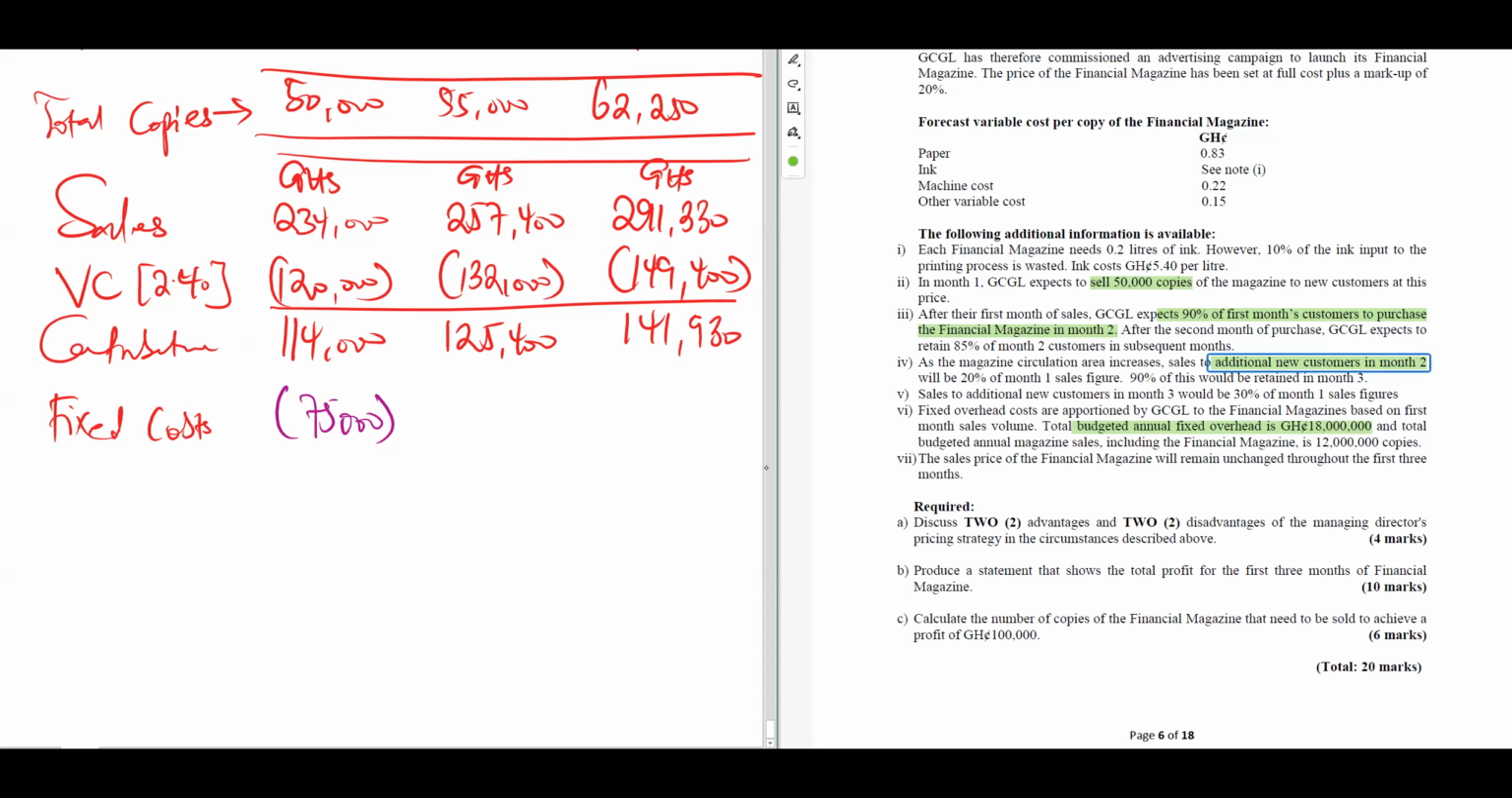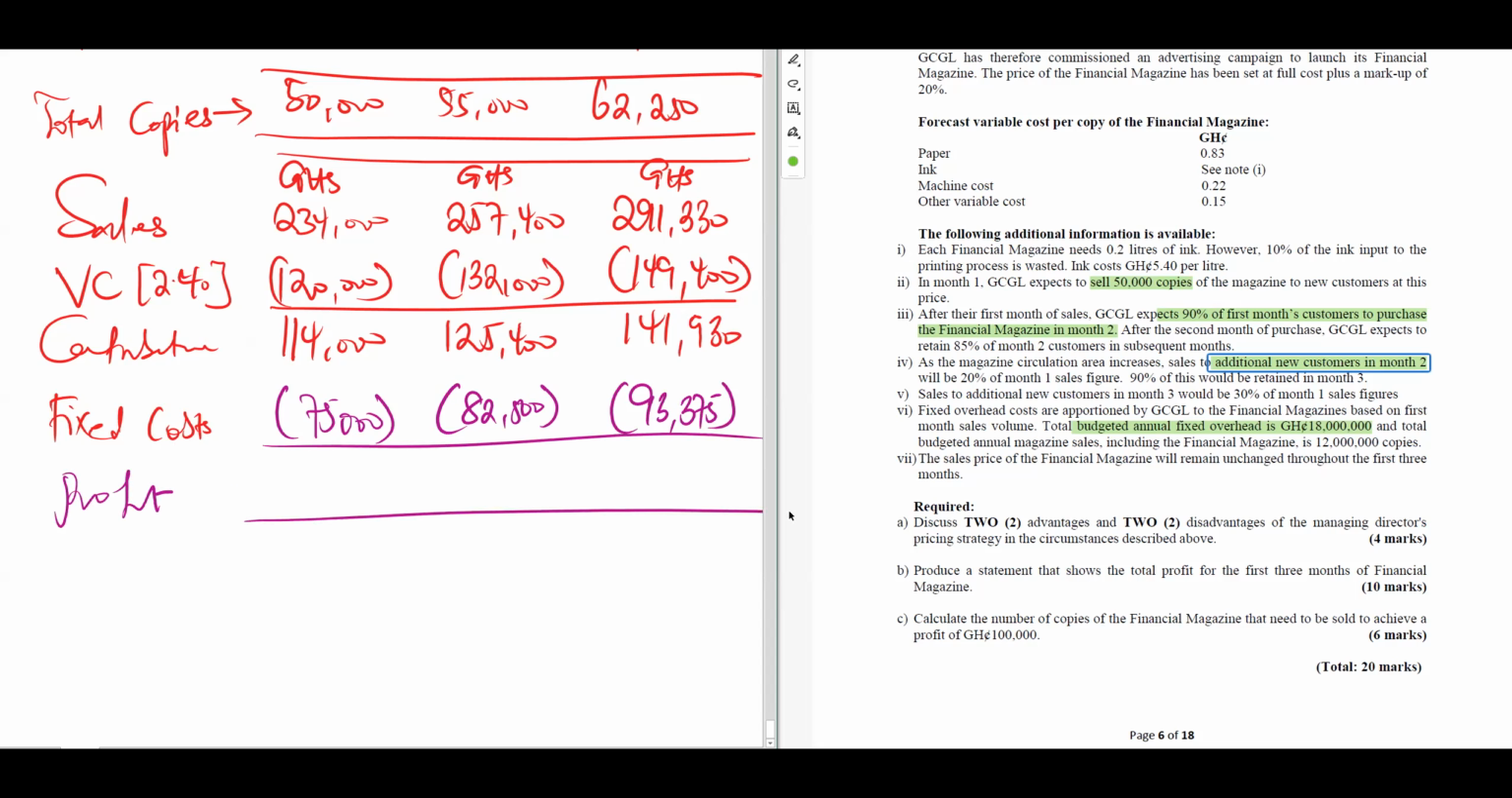So fixed cost will remain unchanged, but here 82,500, then 62,250. We end up with 93,375. Then you can now get the profit for each month.